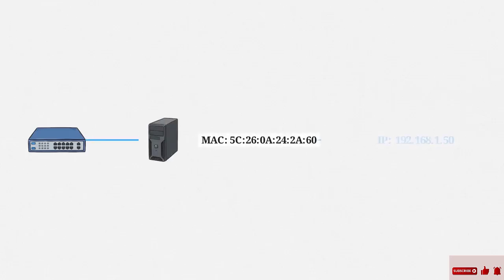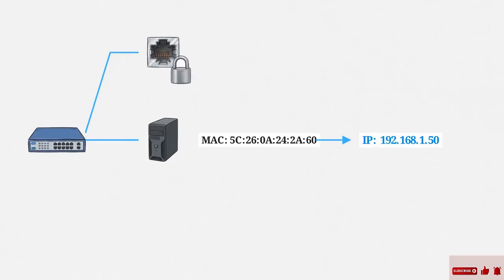By knowing the MAC address of a device, you can assign it a permanent IP using static DHCP reservations, lock down specific ports to approved hardware, and easily track down rogue devices plugged into the wrong wall jack.